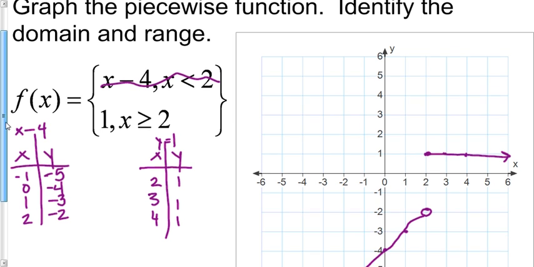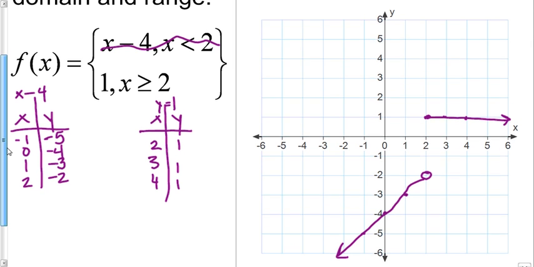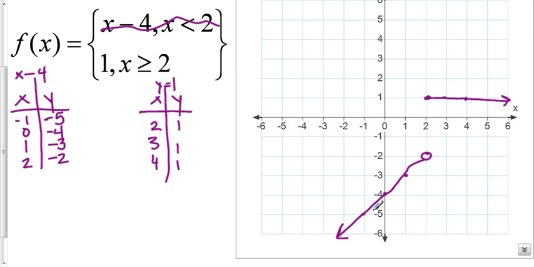So the hard part now is writing the domain and the range. If I think about my domain values, how far left and right my graph stretches, I'm looking for x values here. All of the x values are covered. Even though there's a jump in the graph, all of these x values are covered. Even 2 is covered, and then everything to the right of it. So the domain here is all reals.